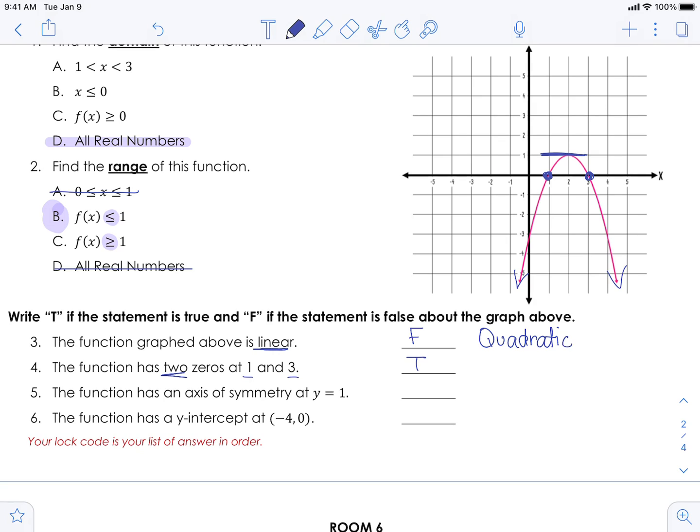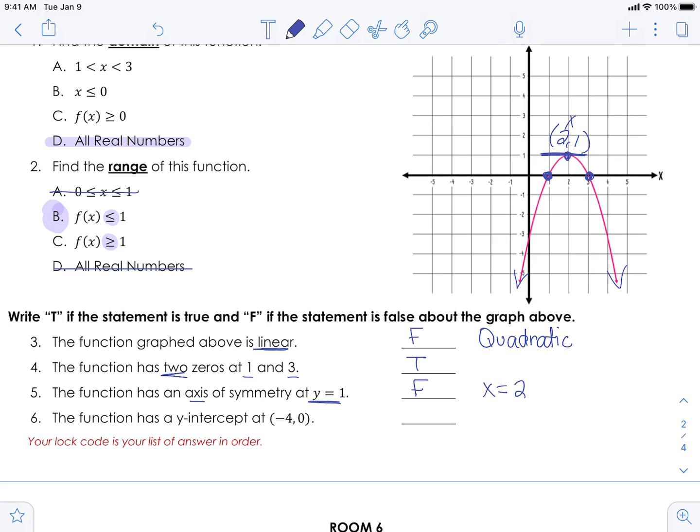The function has an axis of symmetry at y equals 1. Axis of symmetry is always x equals, and it's the x value of the vertex, which would be (2, 1), and the x value is 2, so it should be x equals 2. That is a false statement.